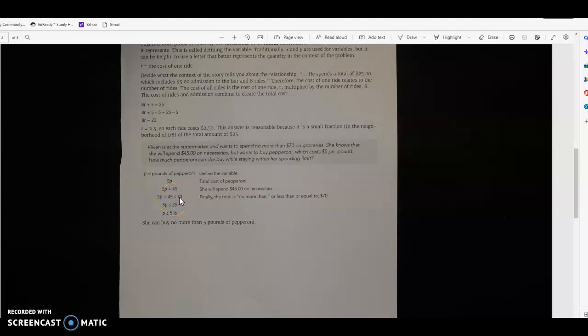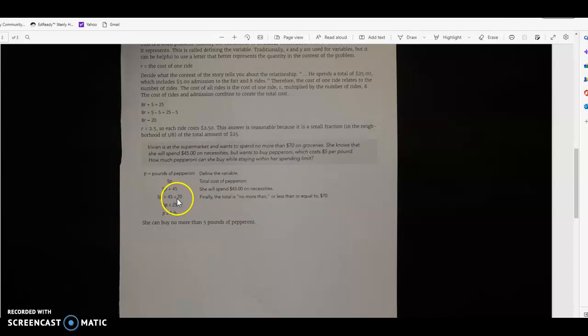She could use the less than symbol if she wanted to spend less than, but she wants to spend up to a max of 70, so we're going to have the equal sign also. Then we subtract 45 from both sides, then divide by 5, so P is going to be 5 pounds. So she can buy no more than 5 pounds.